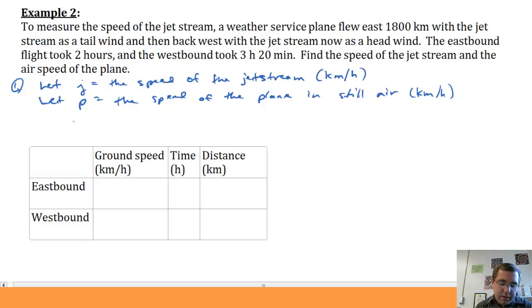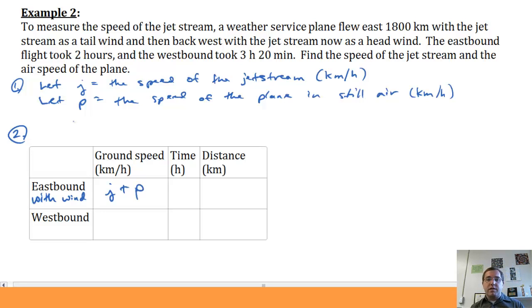Okay, now step 2. Let's organize our information. I'm going to do that in the form of this table here. We know eastbound, which was the first leg of the trip, they had a tailwind, so the wind was helping them. So this is with the wind. If they're going with the wind, then the speed of the wind is helping the speed of the plane. So we're going to add them together. We're going to take J plus P.